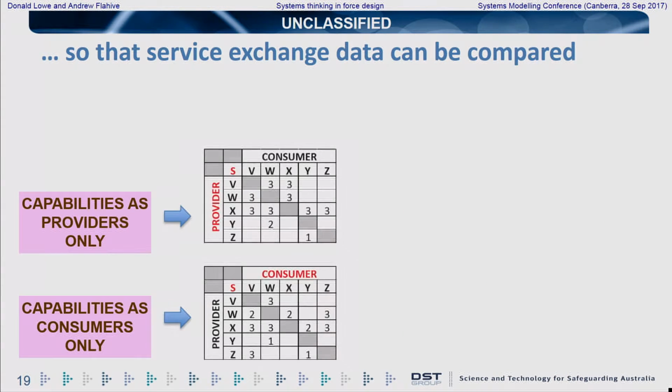If all project managers, or owners of systems, do this, we get 2 matrices like this, where they've all filled in what they expect to provide in the top and what they expect to consume in the bottom.